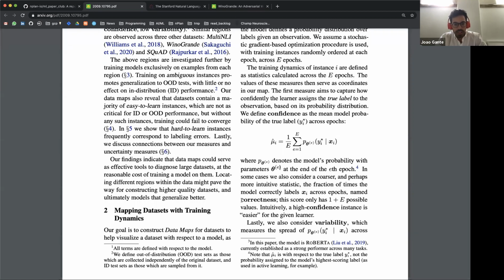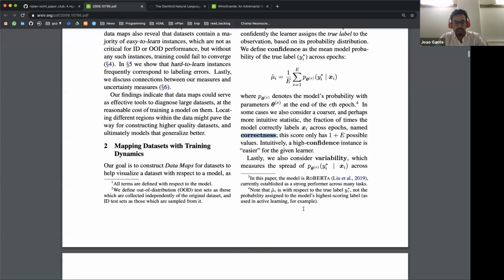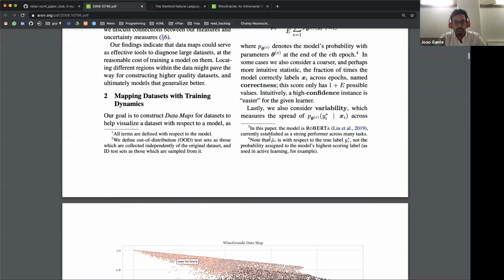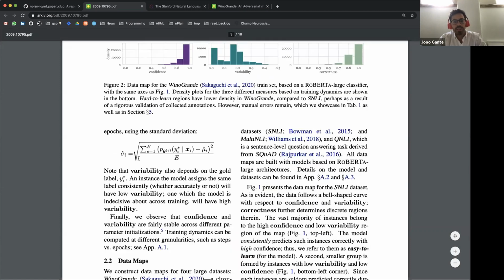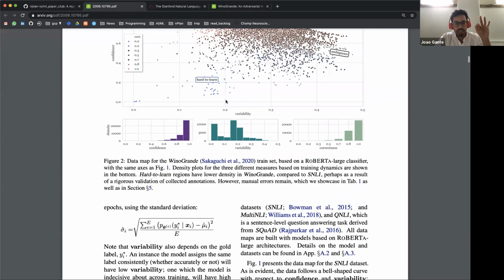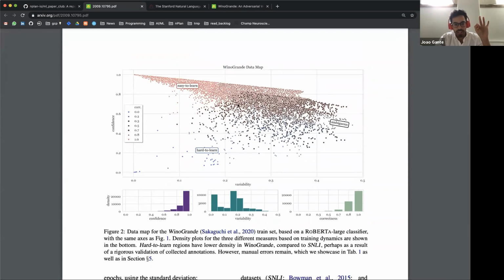The second metric that they consider, but don't use as much, is correctness. It is the percentage of epochs for which you classify a given sample correctly. And the last metric they consider is the variability. It is the standard deviation of the probability assigned to the correct class over the epochs. Taking these three metrics, we can build a figure such as figure 2, which is the same as figure 1, but for a different data set.